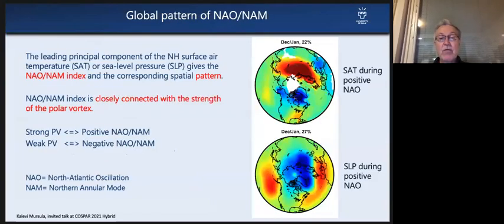The effects of the polar vortex are seen on the ground as the climate pattern called the North Atlantic Oscillation, or the Northern Annular Mode. The strong polar vortex favors the positive NAO/NAM phase pattern, with warmer Eurasia and colder Greenland and North Canada. A weak polar vortex favors the negative NAO/NAM with opposite temperature and pressure changes.